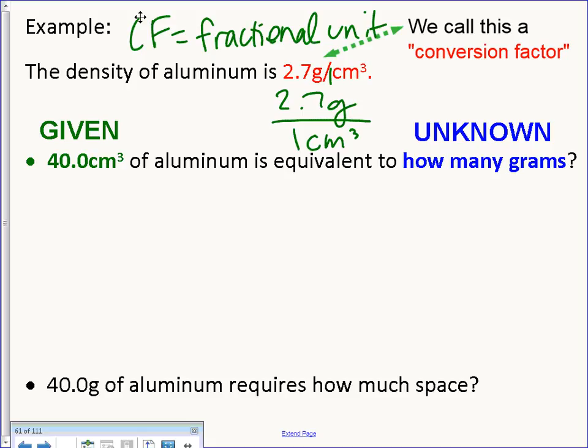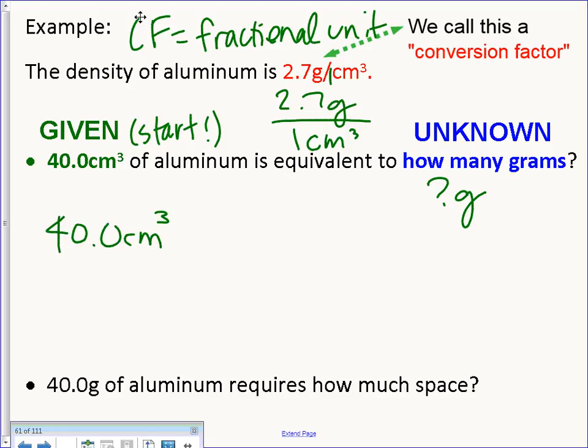So that's the fraction. Looking at this question, we have 40.0 centimeters cubed of aluminum, and it's asking how many grams that is. So what's our real question? It's grams. And our starting point is our given. It's the first number given to us. It's a singleton number, not a fraction. I'm trying to show you how to get started. Anytime you have a word problem and you don't know where to start, you start with the given. It's a pure fact, a data point, and that's it, no fraction.